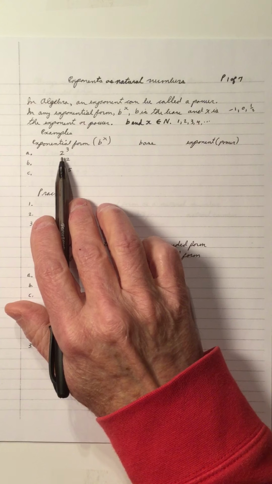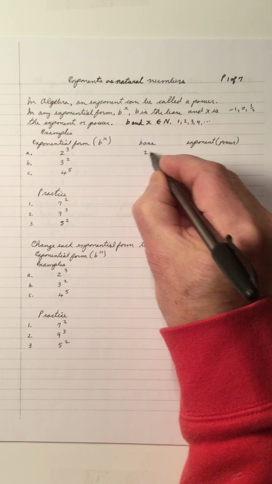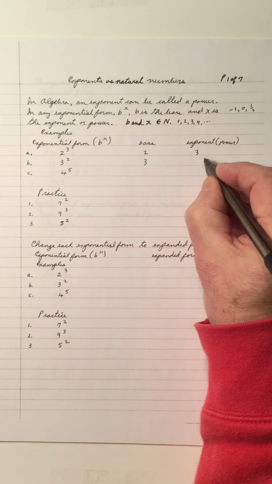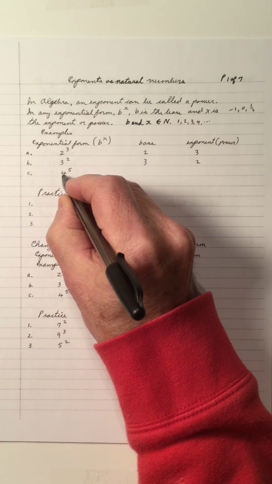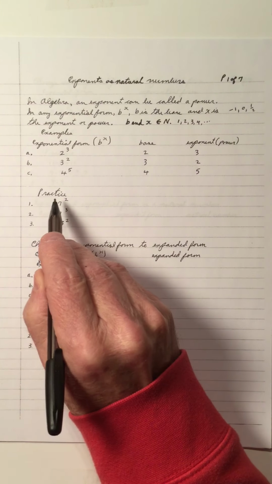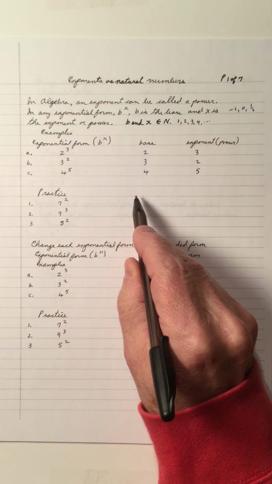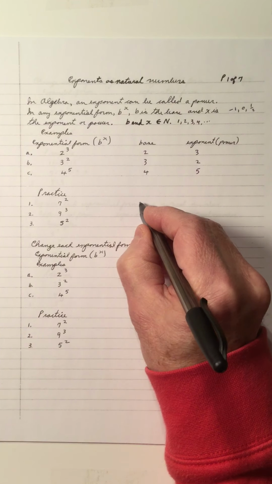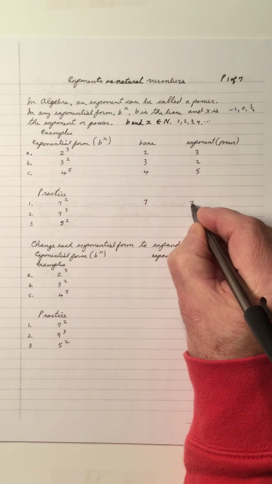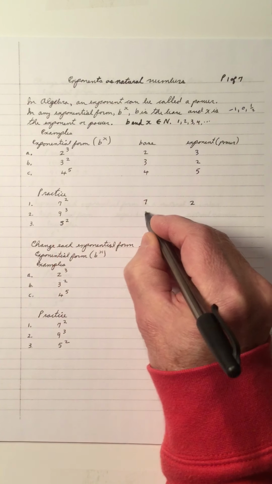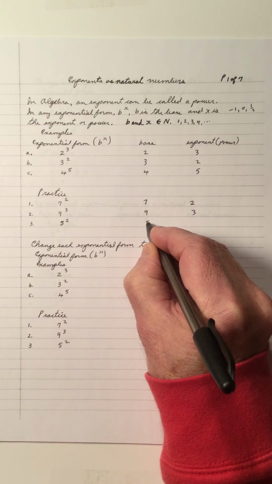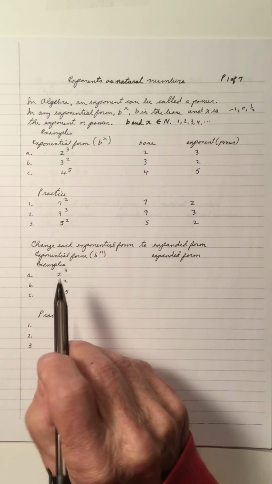Exponential form b to the x: 2 to the 3, 2 is the base, 3 is the exponent. 3 to the 2, 3 is the base, 2 is the exponent. 4 to the 5, 4 is the base, 5 is the exponent. Pause your video, do your practice, come back. Base: 7 to the 2, 7 is the base, 2 is the exponent. 9 to the 3, 9 is the base, 3 is the exponent. 5 to the 2, 5 is the base, 2 is the exponent.